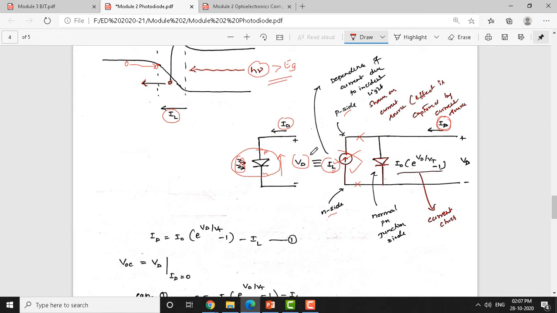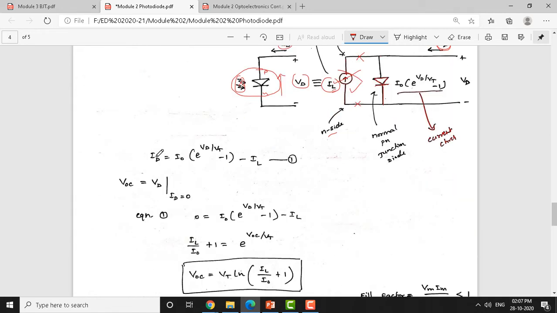Now this can be written in mathematical form. You can see here, this is the total current flowing through the solar cell, I, which is nothing but I naught times e to the power of Vd by Vt minus 1, minus IL. This current IL is due to the illumination of light across the solar cell.